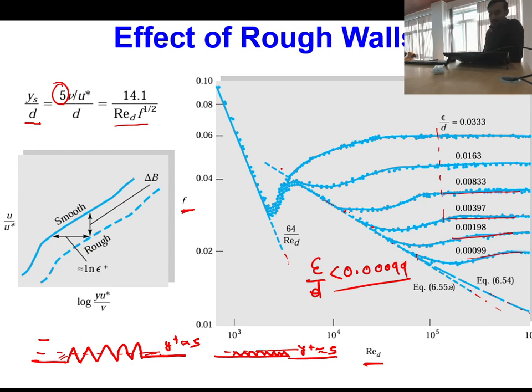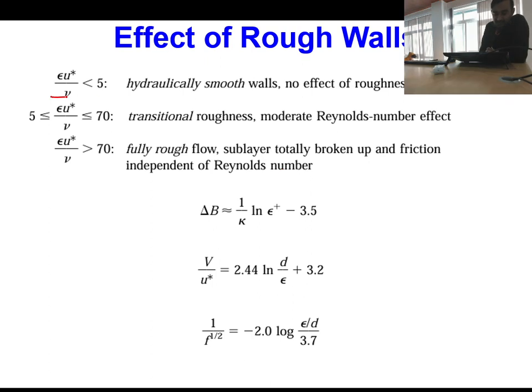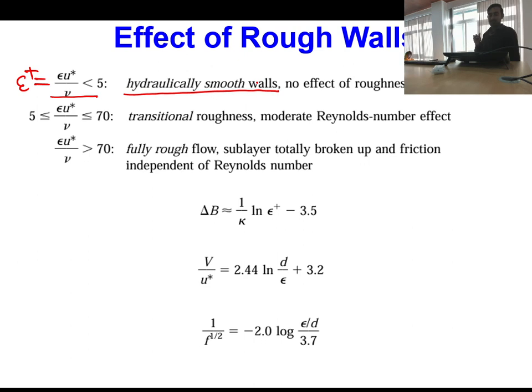Okay. Now, one important correlation is there. So we can define one value epsilon plus. Epsilon plus is nothing but epsilon into u star by nu. If epsilon plus is less than 5, then we can say that we will be having hydraulically smooth walls. So initially I told you hydrodynamically smooth pipe. So hydrodynamically smooth pipe for laminar flow exists always, but hydrodynamic smooth pipe for turbulent flow will be existing only when epsilon plus is less than 5.